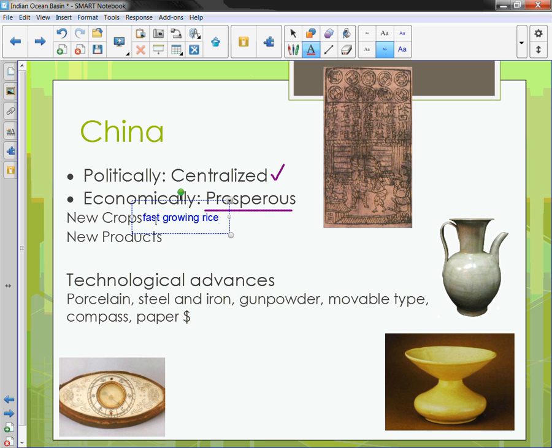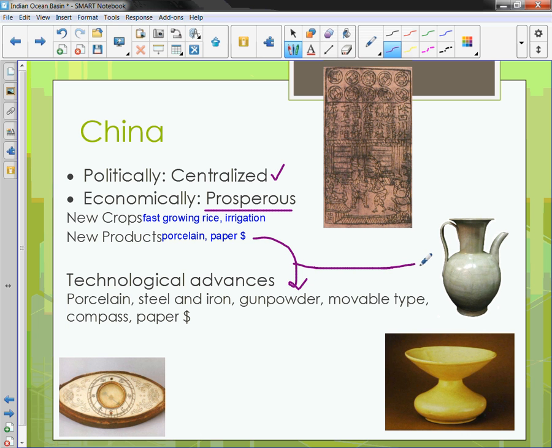They were increasing their irrigation technology, and they also had new products like porcelain, paper money. Oh, you just kind of see this below. More production of steel and iron, gunpowder, movable type, all of these things. So that's resulting in things like books, right? So all of these innovations made either trade easier or were goods that people really wanted, like porcelain in particular.